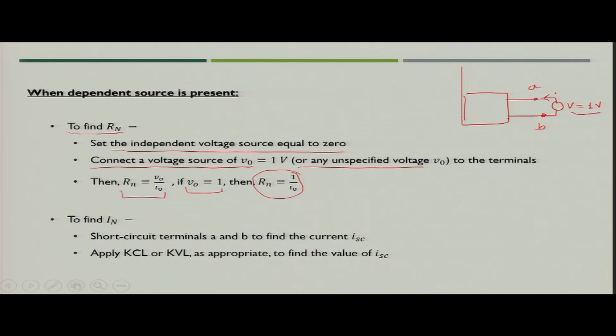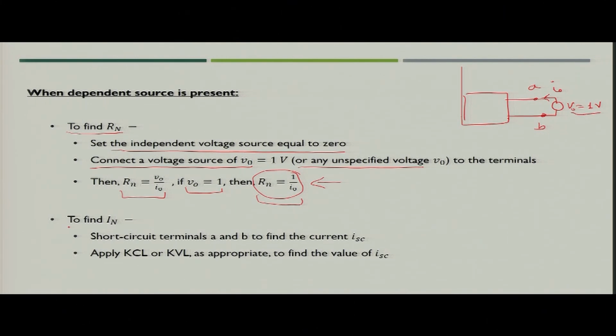through the terminal. So, this would be I naught and here you have the V naught. If you have V naught equal to 1 volt, R n would be simply the reciprocal of the current which is flowing through the terminal A. So, using these equations, you can easily find out the value of Norton's resistance.